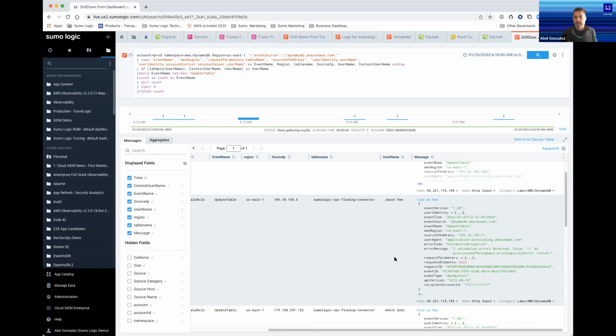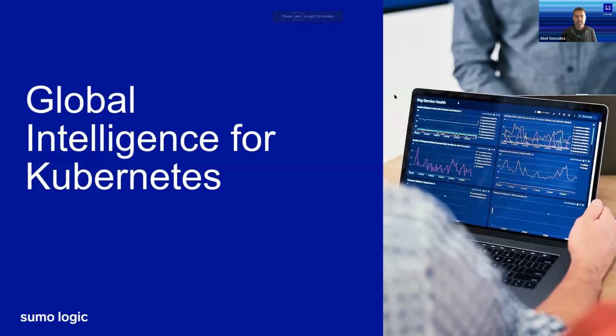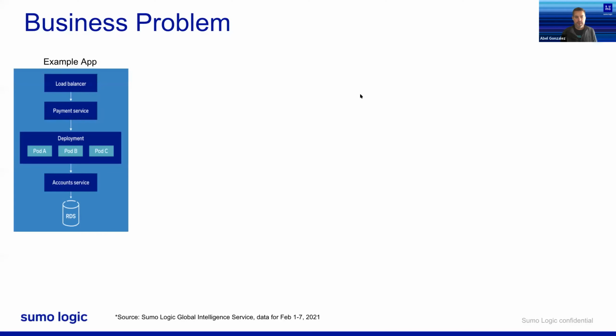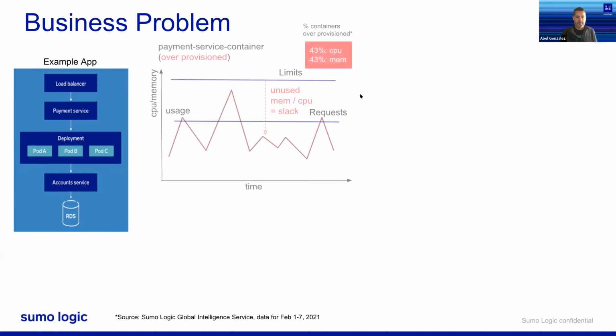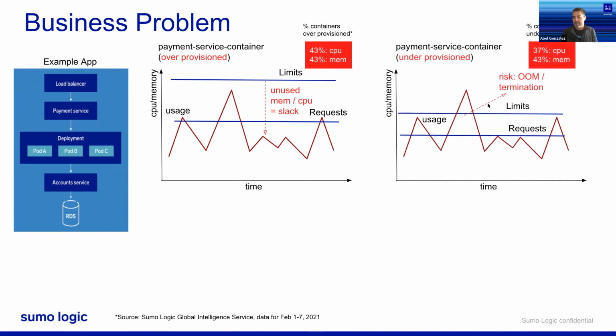optimization and how we can use global intelligence to do that. When we look at global intelligence, I'm going to take Kubernetes as an example here. This is, for example, an example app. We have our payment service container. You have your limits, you have your requests, and you can see that it's over provisioned, or you can have a payment service that's under provisioned where your limits and requests are exceeded.